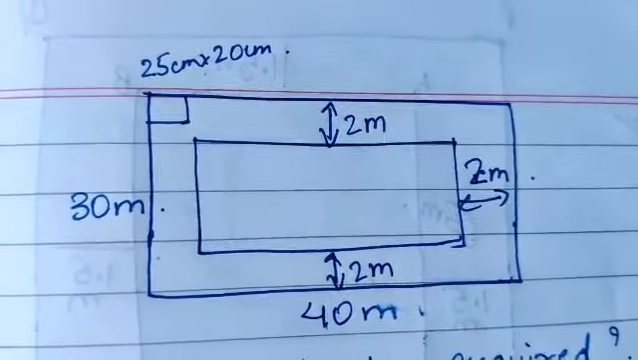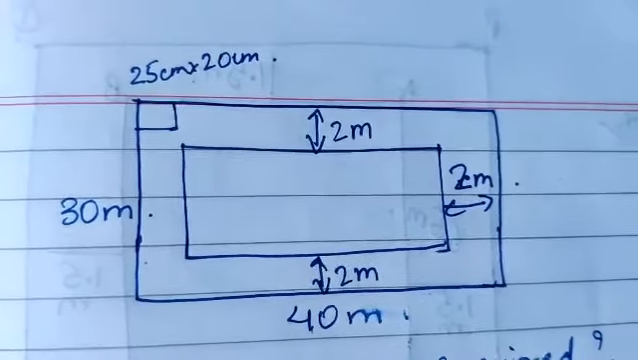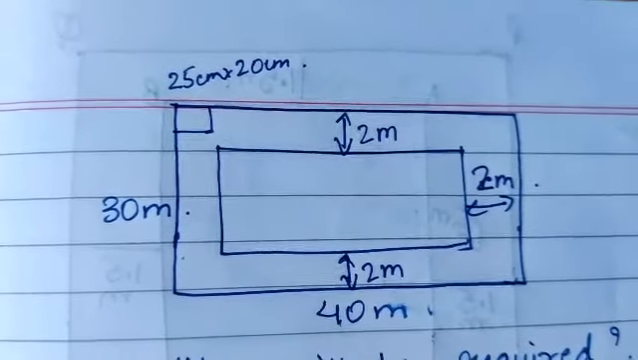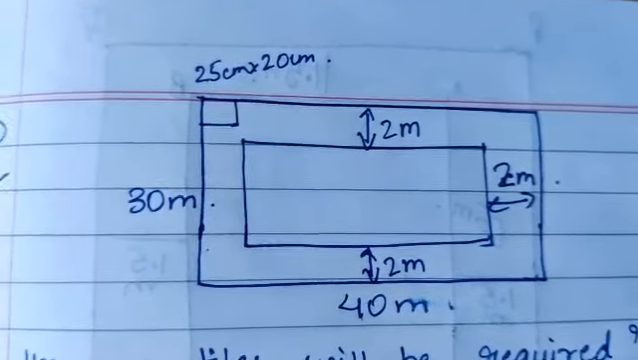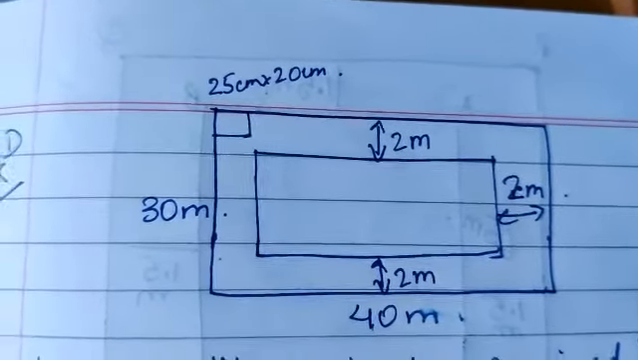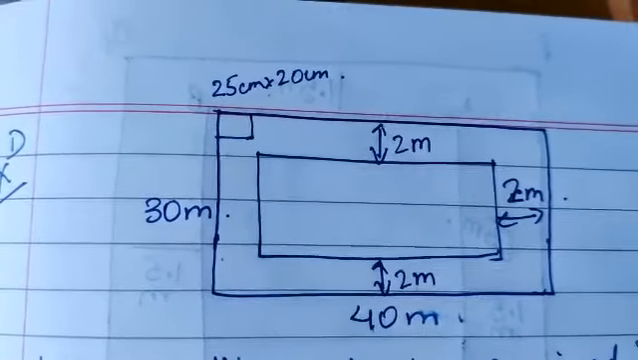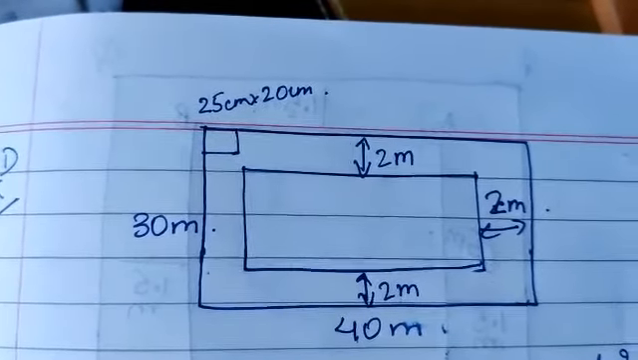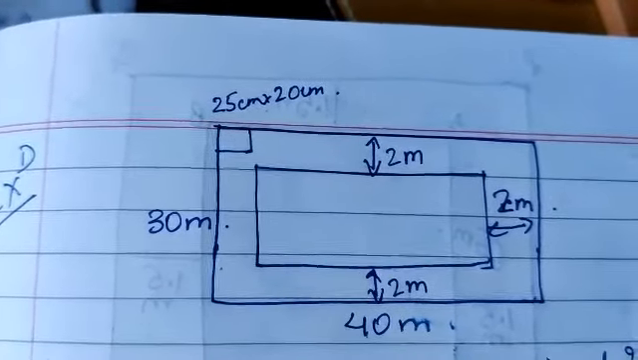The next one says there is a rectangular garden which is 40 meters long and 30 meters wide. A 2 meter wide path is to be paved inside the garden along its boundary using tiles which are 25 centimeter by 20 centimeter in size, and they have asked us to find out how many such tiles will be required. So you have a garden which is 40 meters long and 30 meters wide, and the pathway is supposed to be paved inside the garden along the boundary.